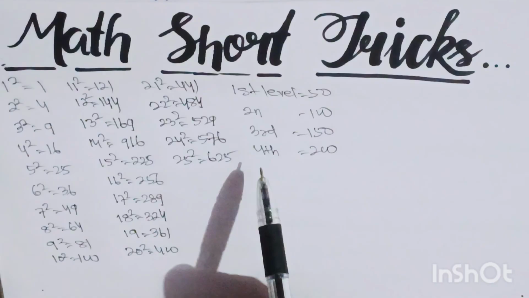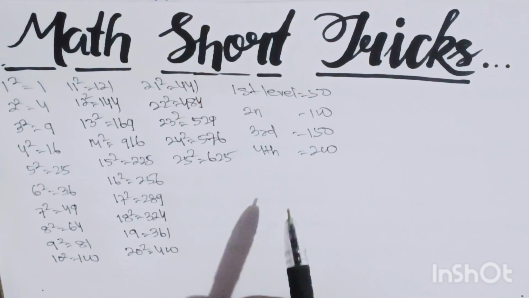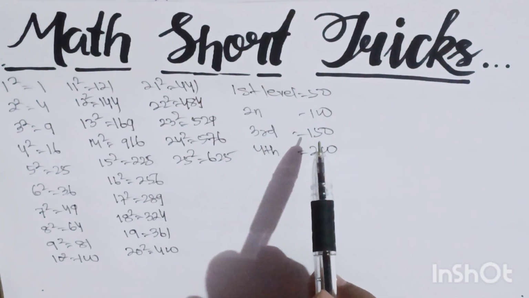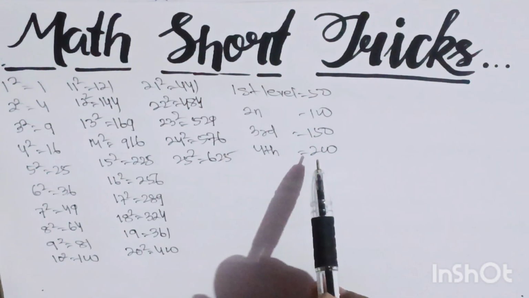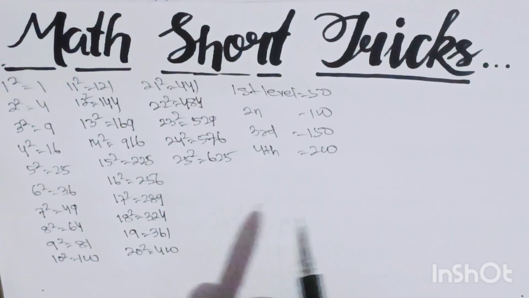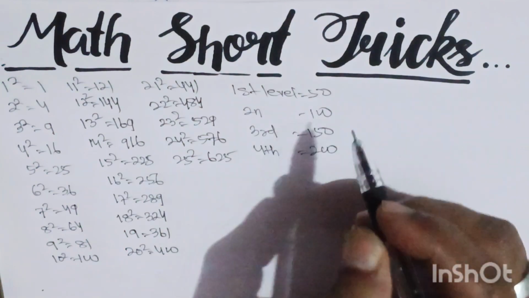So you have to remember the levels of the basic points. The first level is equal to 50, second level is equal to 100, third level is equal to 150, fourth level 200, fifth level 250, sixth level is equal to 300, like this. Then you find out the value of the level. How to find out the value of the level?